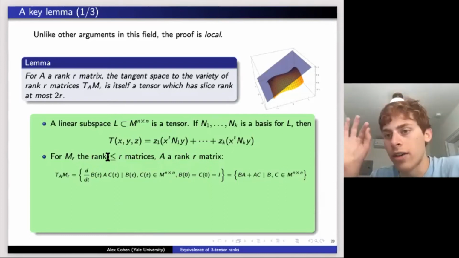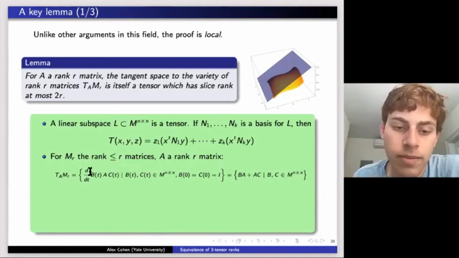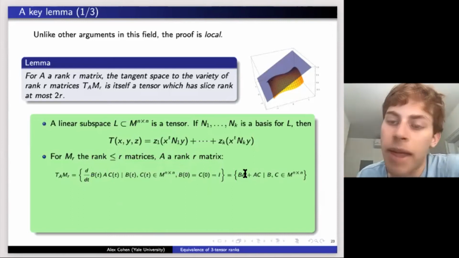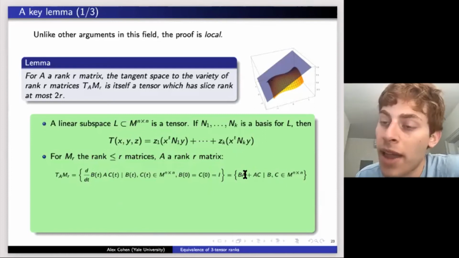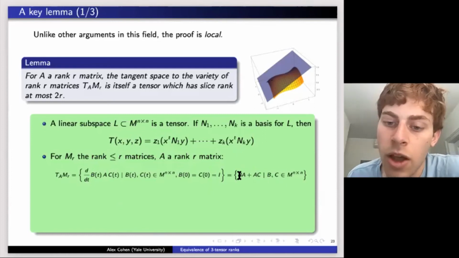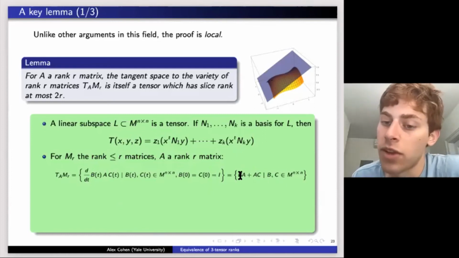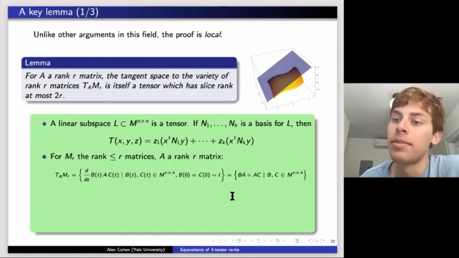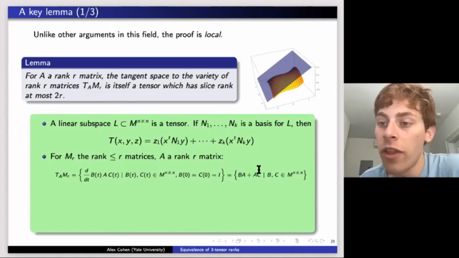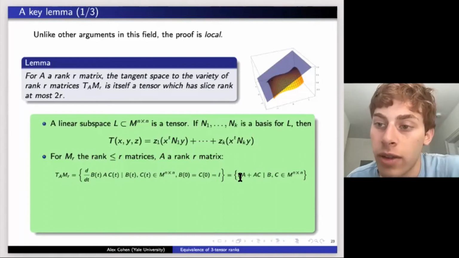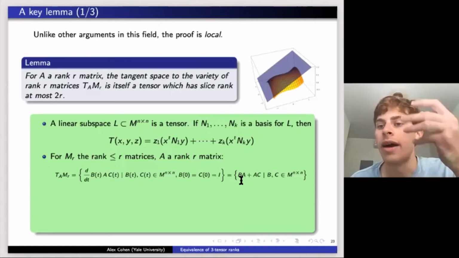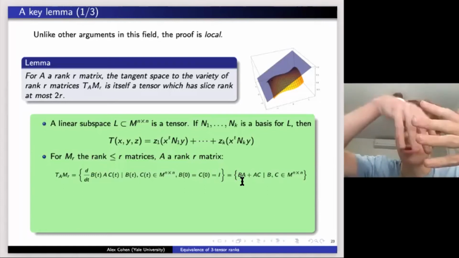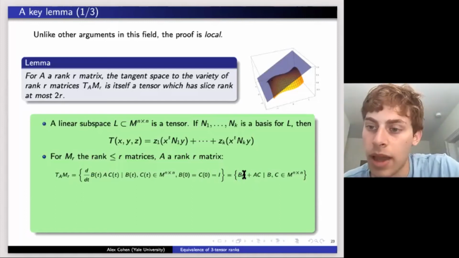Then the velocity vector is the derivative of this curve at time 0, and by the product rule, it's B prime of 0 times A plus A times C prime of 0. And this is in fact the tangent space. It's the collection of all matrices that can be written as B times A plus A times C. Or in other words, one matrix formed by rows coming from the row space of A, plus another matrix whose columns come from the column space of A. And that is the tangent space.